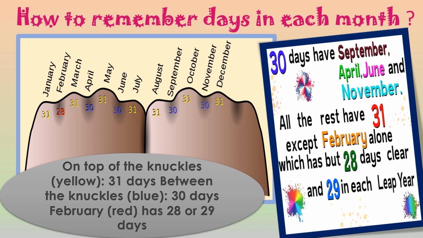We can also remember the number of days in each month through a small poem. 30 days have September, April, June and November. All the rest have 31 except February alone, which has but 28 days clear and 29 days in each leap year.